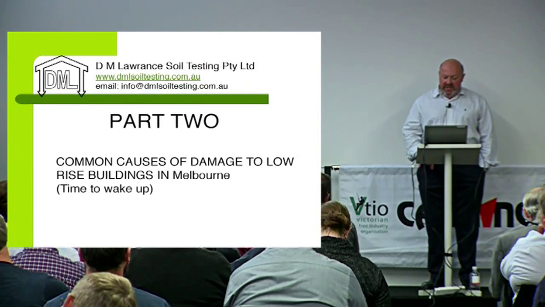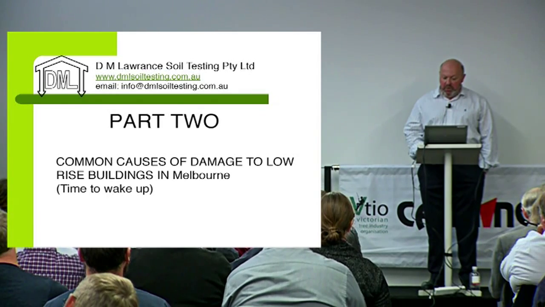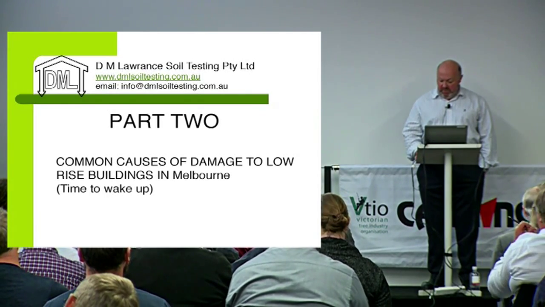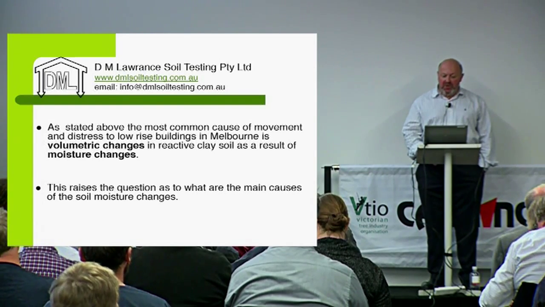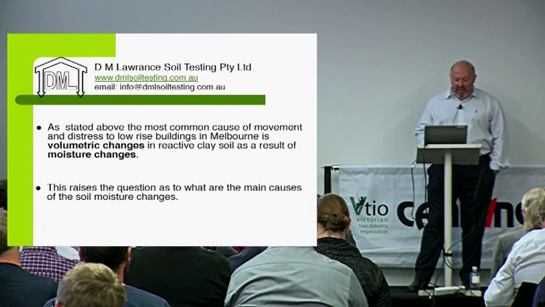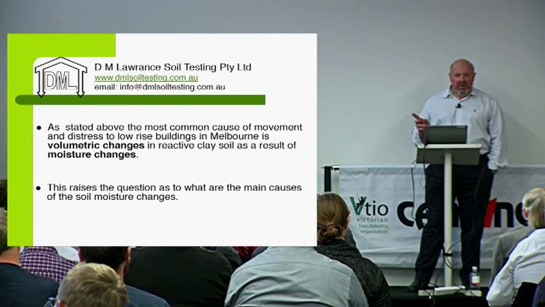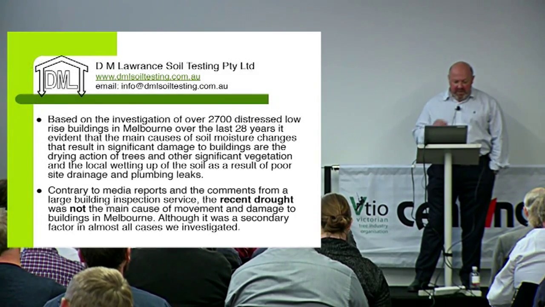Okay, this moves on to the next bit, which is our area of specialty, which is the common causes of damage to low-rise buildings in Melbourne. Again, the most common cause is volumetric change, the reactivity of the clay soils based on moisture changes. That then focuses on what the main causes of moisture changes are that create those movements.